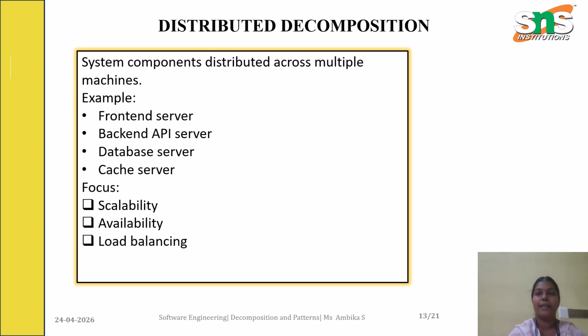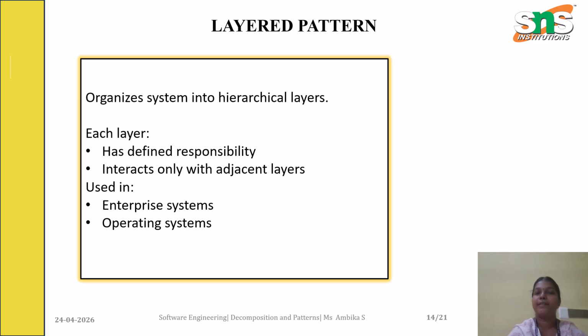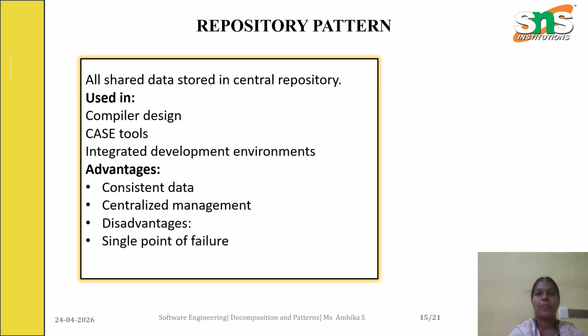Next is distributed decomposition. Here the system components are distributed across multiple machines, for example a backend server, database server, cache server, and so on. They mainly focus on availability, load balancing, and scalability. Next is the layered pattern. Here the system is organized into hierarchical layers, and each layer has its own responsibilities and interacts only with the adjacent layers.